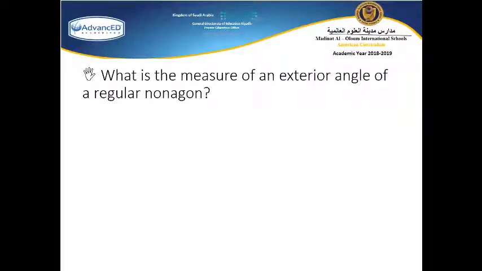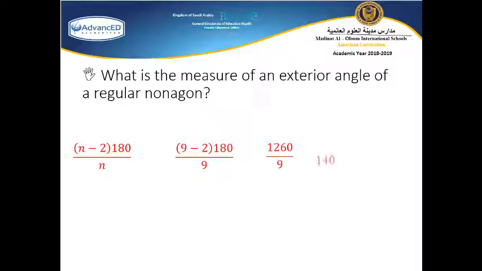What is the measure of an exterior angle of a regular nonagon? 9 sides. Let's apply the same formula, n minus 2 times 180 over n, then 9 minus 2 times 180 over 9, 7 times 180 equals 1260 over 9. Then the measure of each interior angle of the regular nonagon is 140 degrees. Then we can find the measure of the exterior angle. How? By subtracting this angle from 180, so the measure of the exterior angle equals 40 degrees.